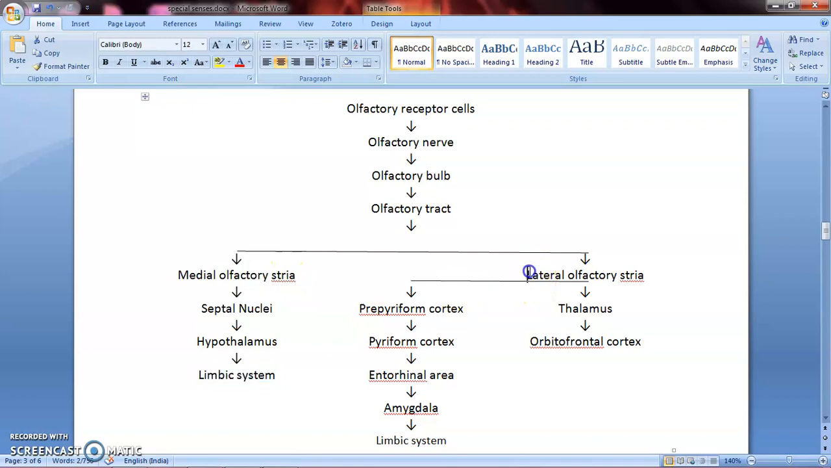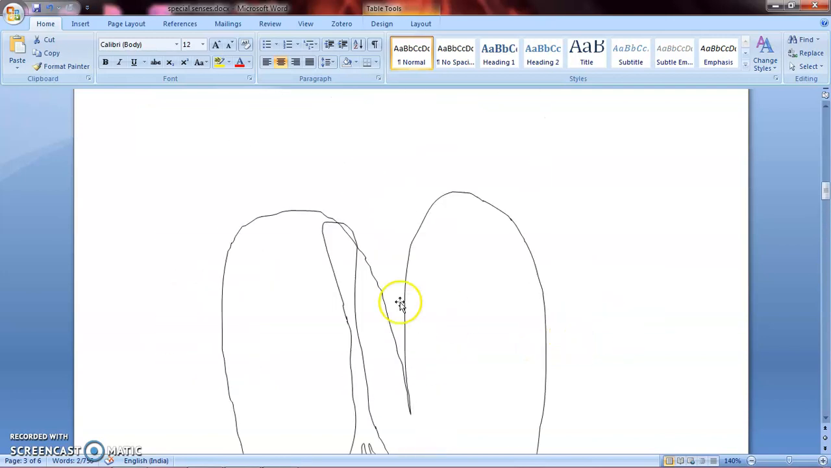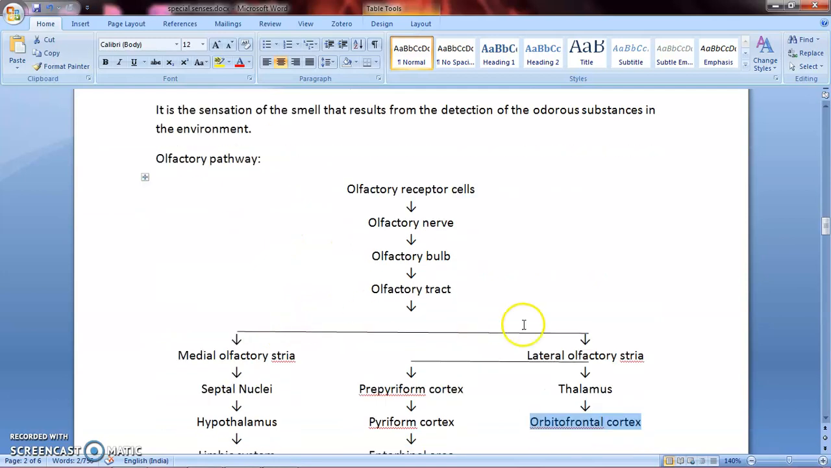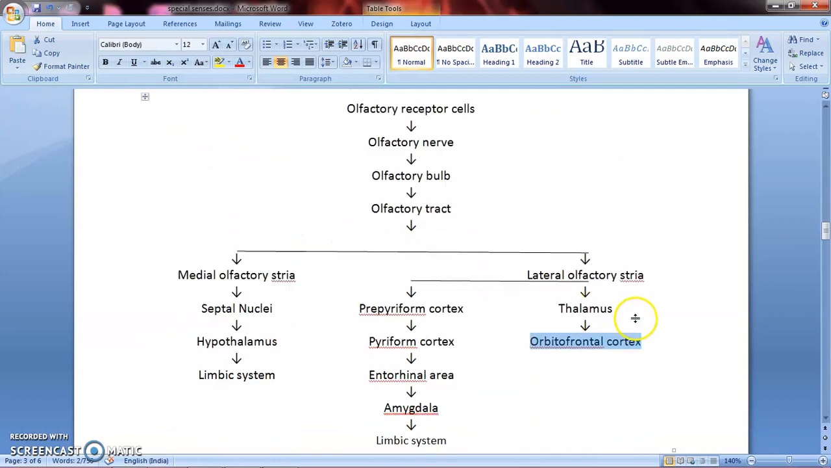Let's see what happens to the lateral olfactory striae. A few fibers from the lateral olfactory striae end up in the thalamus. Via the thalamus, it reaches the orbitofrontal cortex, the inferior surface of the frontal lobe, which sits over the orbit. Therefore, it is called the orbitofrontal cortex. That is the fate of those lateral olfactory striae fibers.